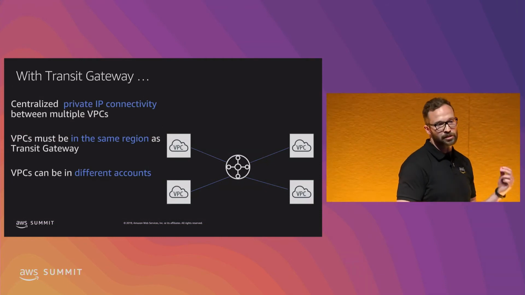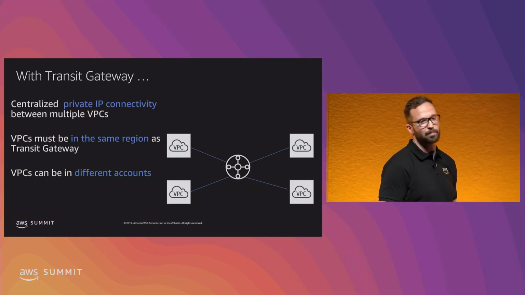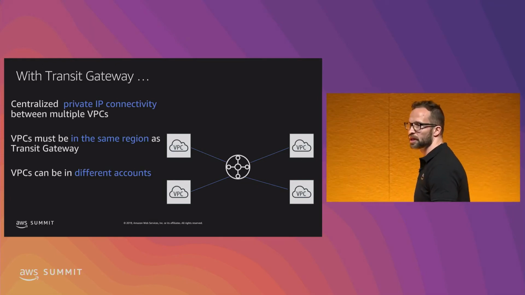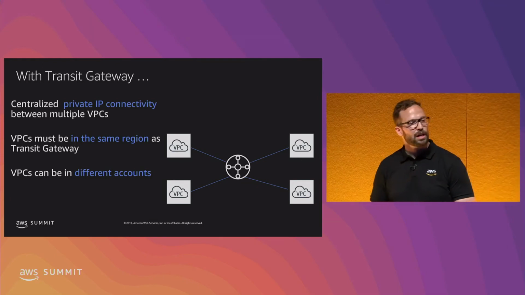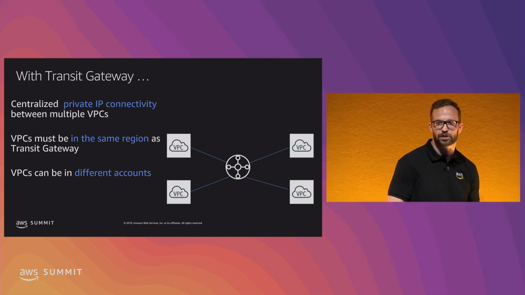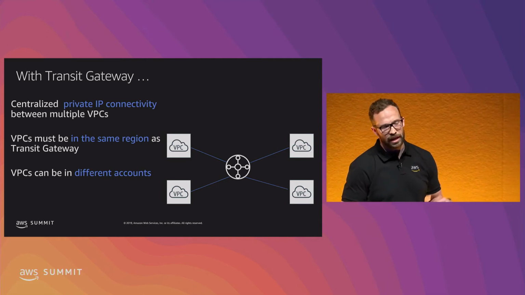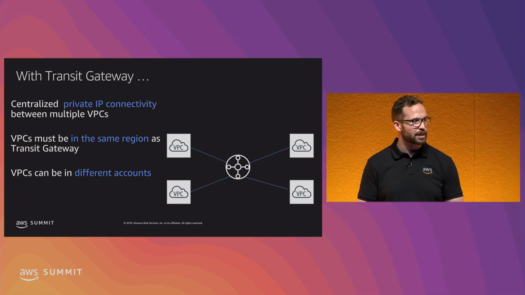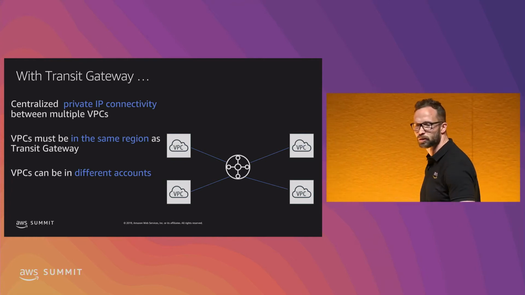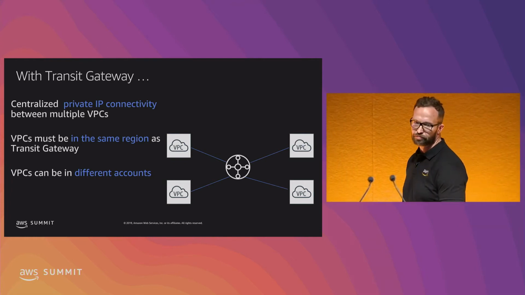So communication, similar to peering, is happening completely privately. Your Transit Gateway and your VPCs can be in different AWS accounts. However, the Transit Gateway and the VPCs have to be in the same region. We announced at the end of last year that we are planning, for this year, to make connectivity between Transit Gateways in different regions available, but that's coming.